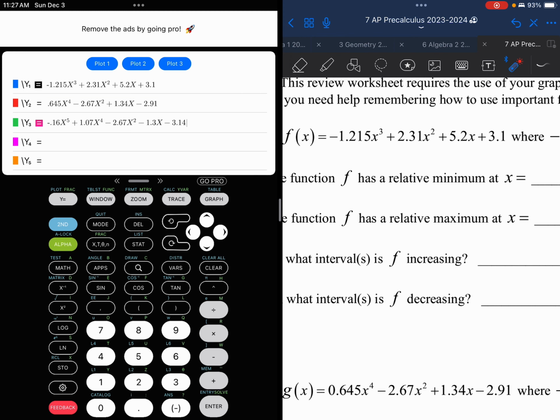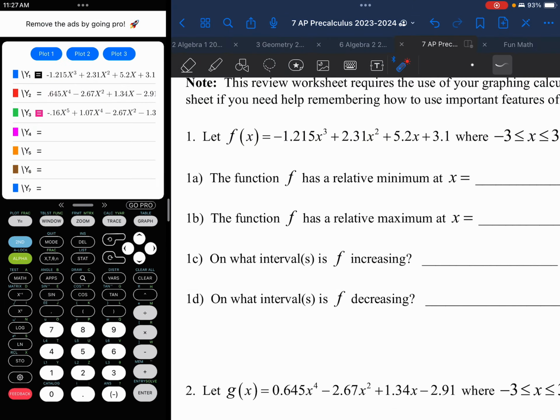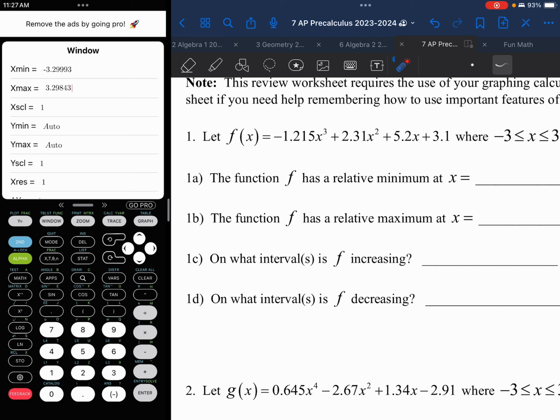All right, so I'm going to go ahead and make this screen a little bit smaller here. My iPad works. There we go. I'm going to set my window by going to my window button, and I'm going to change my window between, you can see -3 and 3. So I'm going to come up here and go from -3 to 3, to 3. Unfortunately, the calculator I'm using right now resizes my Xmin and Xmax to make sure that these points show up, but it's going to be mostly the same.